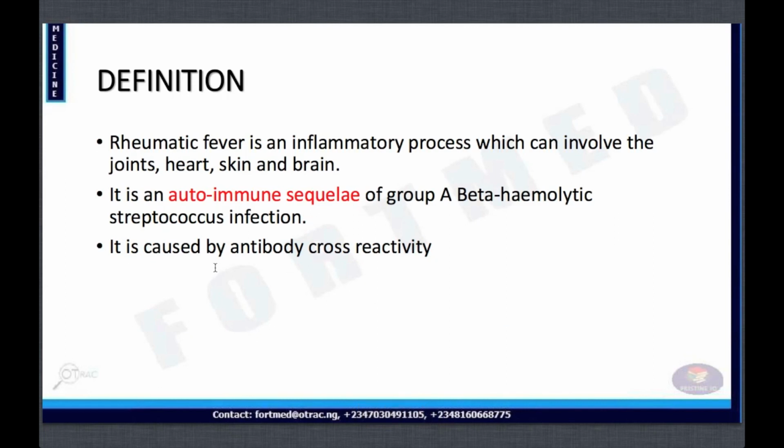Acute rheumatic fever is an inflammatory process which involves the joint, the heart, the skin, and the brain. These parts can be affected to several degrees, as we would see subsequently. It is an autoimmune sequelae of a group A beta hemolytic streptococcus infection, and it is usually caused by antibody cross-reactivity.